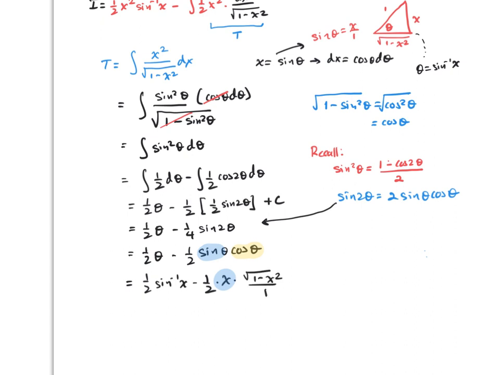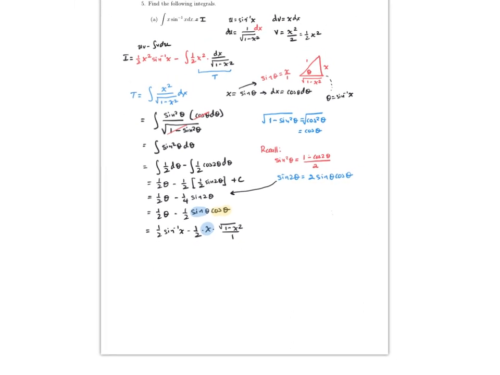So remember, all of this represents the solution to the integral, which is equal to 1/2 sine inverse x minus 1/2 x times the square root of 1 minus x squared, and the whole thing plus c, and that's it.